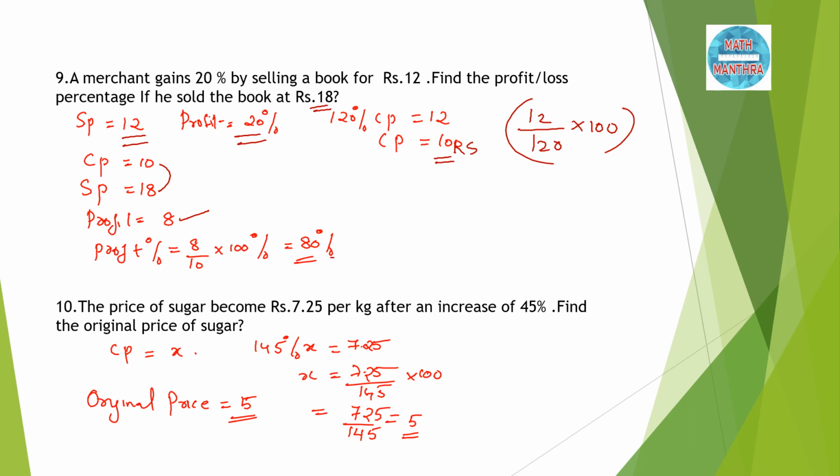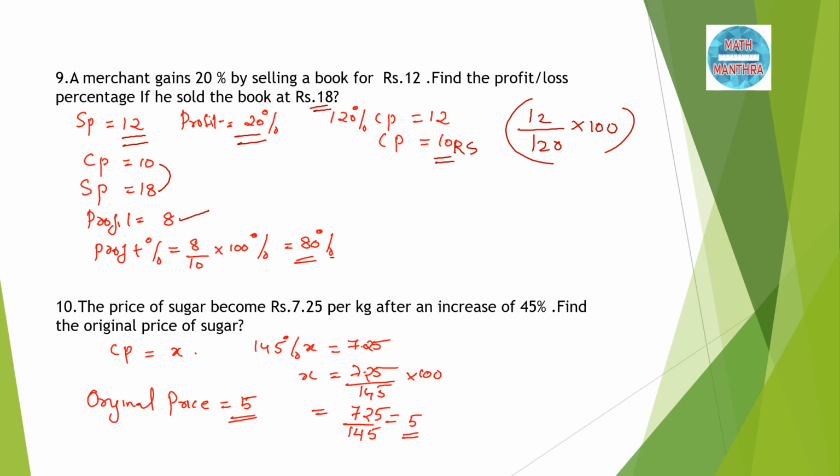Now see the last question. The price of sugar becomes 7.25 per kg after an increase of 45%. Find the original price of the sugar. So after increasing by 45%, it is becoming 7.25. So an increase of 45% means what? 145% of the initial value gives you 7.25. And you know there is a relation here, 145 and 725. What's the relation? It's 5 times.